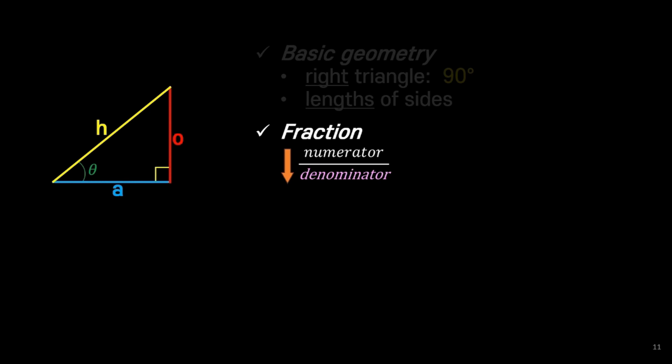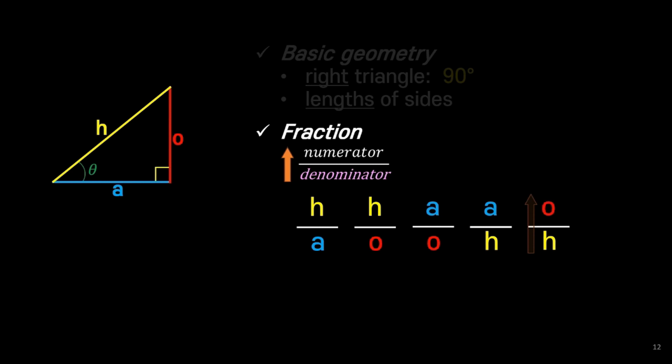Next, let's redefine how we read and write fractions. You may read and write fractions by stating the numerator first and the denominator later, as you likely learned in school. But let's try it the opposite way. The denominator first, and then the numerator. For instance, h over a should be read as a under h, or for simplicity, a, h. Similarly, h over o should be as o, h. A over o as o, a. A over h as h, a. O over h as h, o. And o over a as a, o. This method offers exceptional speed and accuracy when working with trigonometric functions.